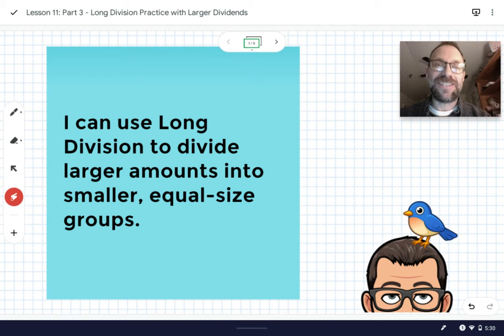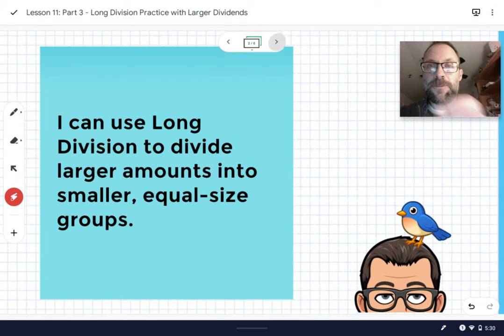Our learning target today is I can use long division to divide larger amounts into smaller equal-sized groups. Now, if that sounds familiar, good, it should. That's just about the same learning target we've had for days now. The difference in today's work is that our dividends will be larger than 2 digits. So today we'll work with 3 and 4 digit dividends.